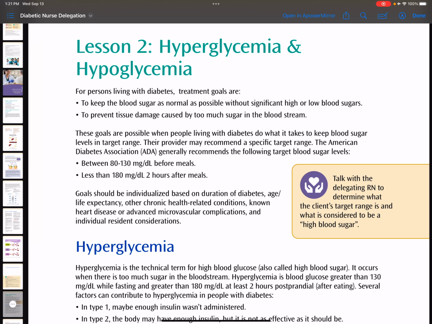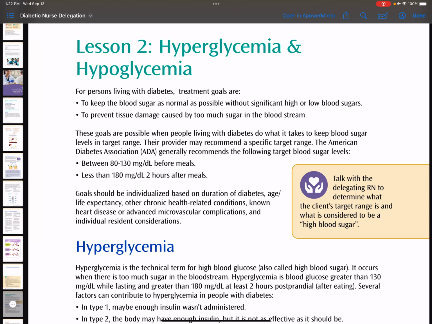The American Diabetes Association, ADA, generally recommends the following target blood sugar levels: between 80 to 130 milligrams per deciliter before meals, or less than 180 milligrams per deciliter 2 hours after meals. Hyperglycemia is a technical term for high blood glucose, also called high blood sugar. It occurs when there is too much sugar in the bloodstream. Hyperglycemia is blood glucose greater than 130 milligrams per deciliter while fasting and greater than 180 milligrams per deciliter at least 2 hours postprandial, after eating.